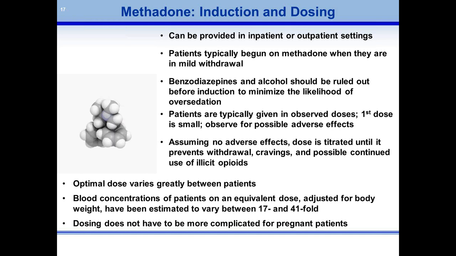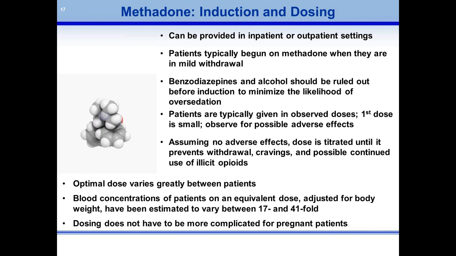And typically, patients begin methadone when they haven't been using opioids and when they're in mild withdrawal. Before placing a woman on methadone maintenance, we want to make sure that we've ruled out benzodiazepines or alcohol because we want to make sure that she's not overly sedated. Patients are typically given one observed dose, somewhere between 10 and 30 milligrams, and then she should be observed for possible adverse effects. And then if she doesn't have adverse effects, then that dose can be titrated over the next several days to a few weeks to avoid possible use of illicit opioids. But we need to be looking at her and talking with her and asking her about her withdrawal and how the medication is holding her.